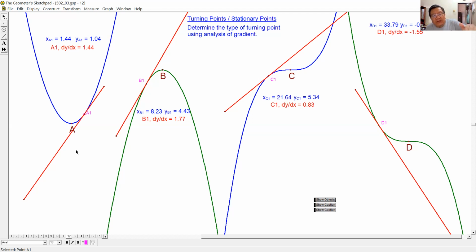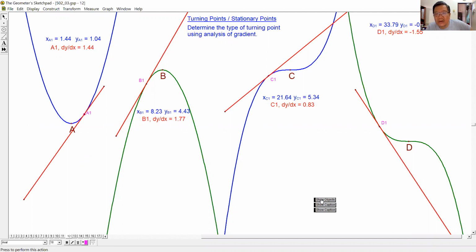So that means for this minimum point A, before it the gradient is negative, after it becomes positive. So from the analysis of gradient, by looking at the value of the gradient, I can know what type of turning point it is. I am very sure now, if it moves from negative to positive, then this A must be a minimum point.